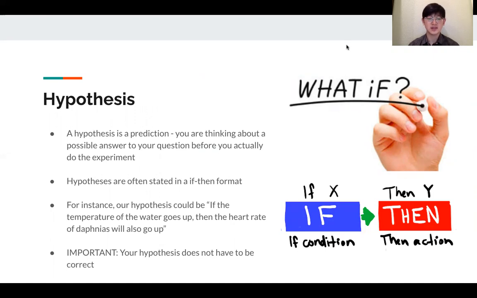Now, note that this is a very important point. Your hypothesis does not have to be correct. You are predicting something, but it doesn't necessarily have to be a correct prediction. You're just sort of framing your question in a way so that you have an idea of a possible answer, but your conclusion is going to determine whether or not your hypothesis was correct or not.